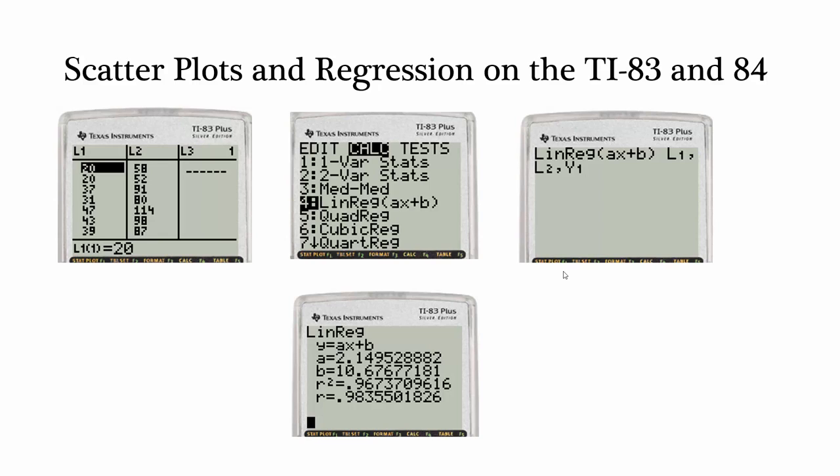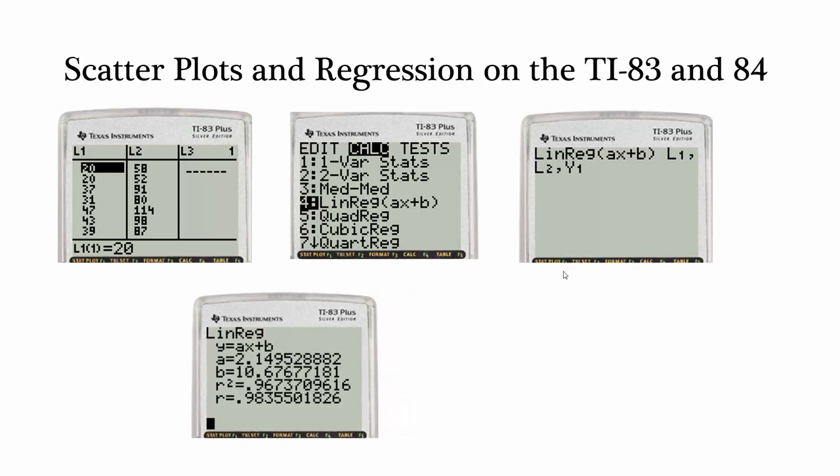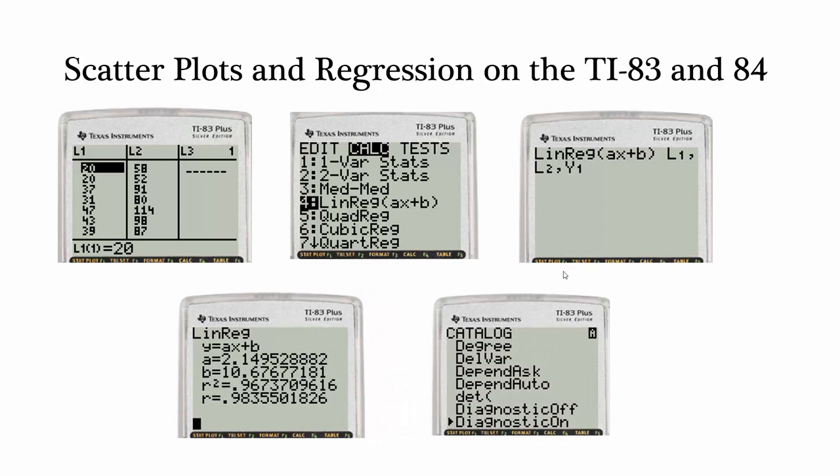And if you are not seeing the coefficient of determination r squared and the correlation coefficient r, make sure you remember that if you hit second 0, you can go into the catalog and you can scroll down and turn your diagnostics on. And then when you rerun your regression, you will see r and r squared. So this screen just serves as a handy series of reminders.